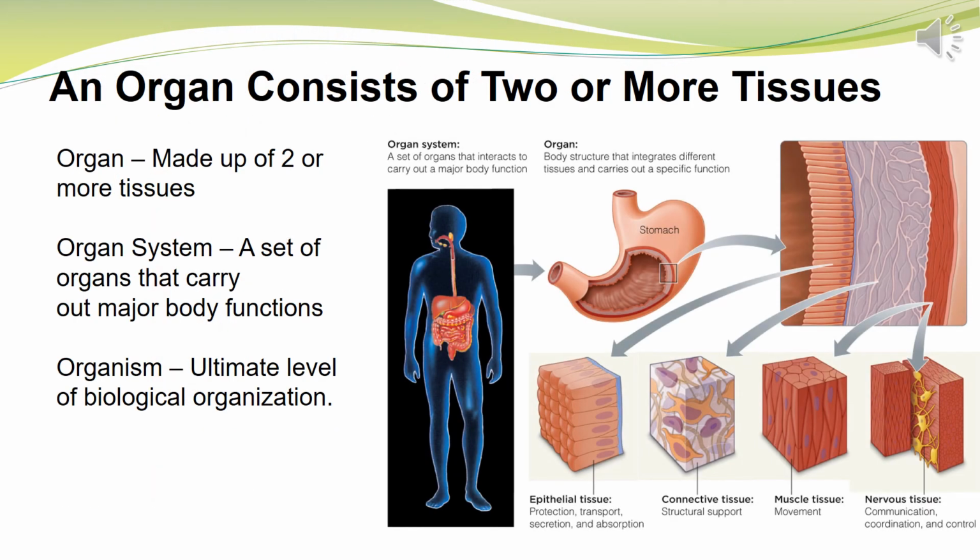Just to reinforce what I said in the last slide, an organ consists of two or more tissues, which you can see a diagram of, the four tissues in the stomach, to your right. So it contains epithelial, connective, muscle, and nervous tissue. And an organ system is a set of several organs which carries out a major body function or functions. And the individual organism is the ultimate level of biological organization. And after this, we start getting into interactions between two or more organisms, which isn't really a concern of this class.